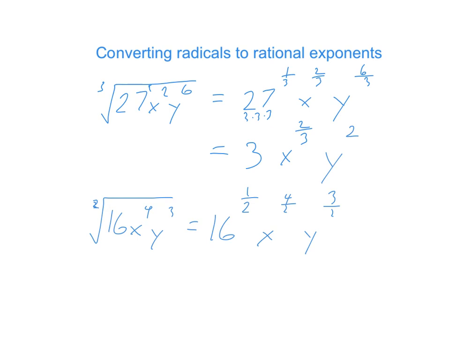Now let's simplify what we can. 16 to the 1/2 power means, what number times itself gives you 16? That's 4. And then x to the 4 over 2, that reduces. 4 divided by 2 is 2. And then the y has an improper exponent. There's not much I can do with that. That's just 3 over 2, and we're done with that problem.